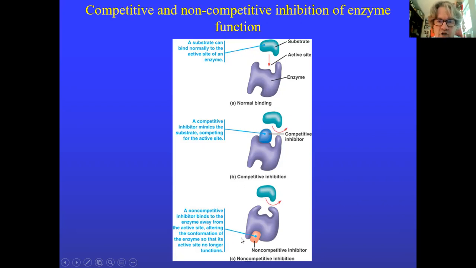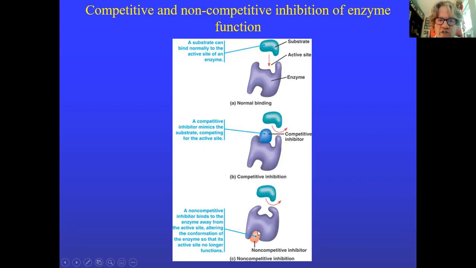You can also have what's called a non-competitive inhibitor. You can have an inhibitor, a small molecule, that interacts with another part of the enzyme, but doesn't interact directly with the active site. It interacts at a second location somewhere away from the active site. And when it does, it changes the overall 3D shape of the protein so the active site no longer will interact with the substrate. So a non-competitive inhibitor doesn't directly block access to the active site, but instead causes the protein to change its shape so that it can no longer interact with the substrate. This will also block the ability of the enzyme to function, but it is not direct.